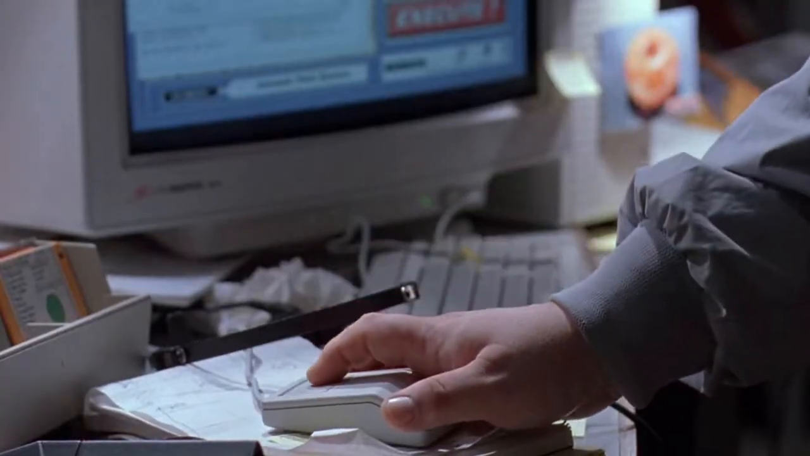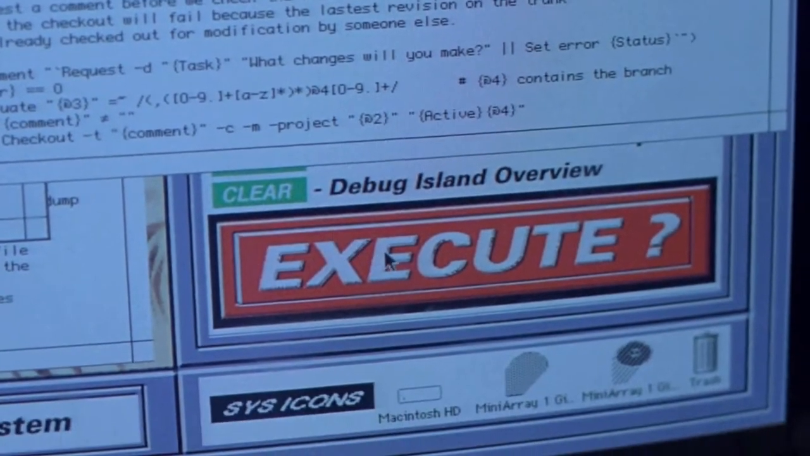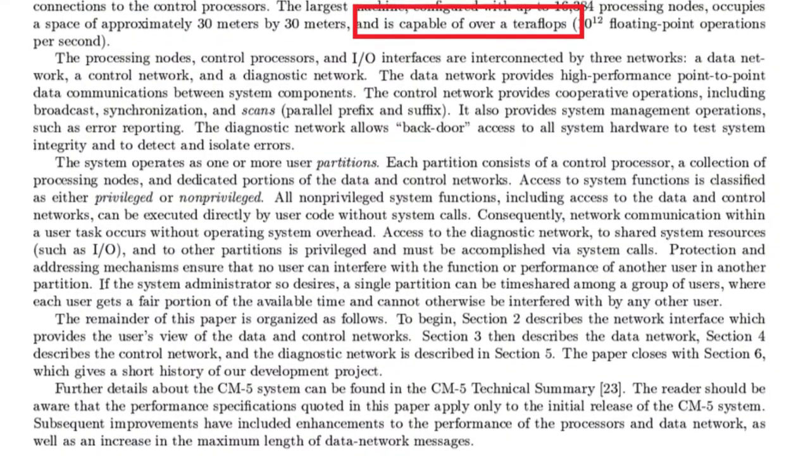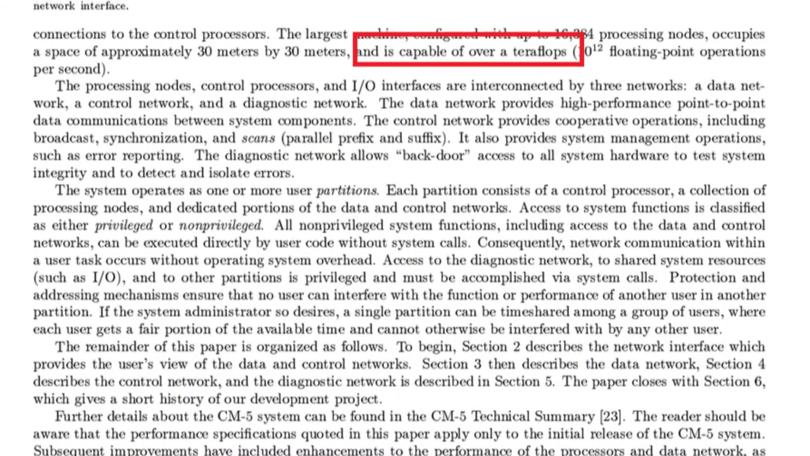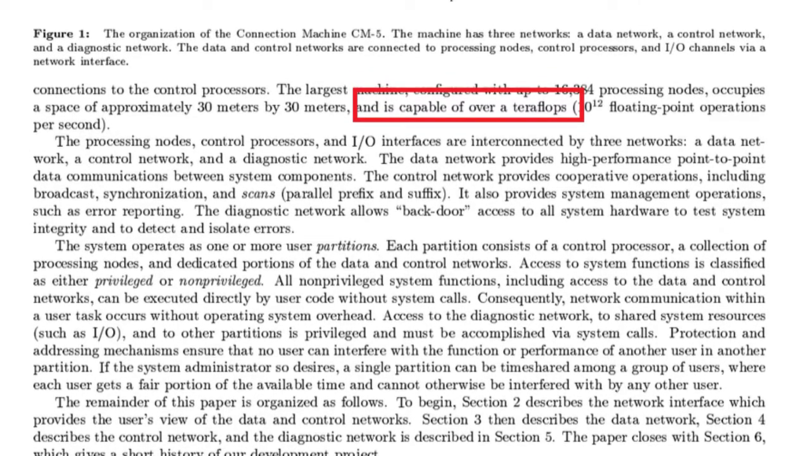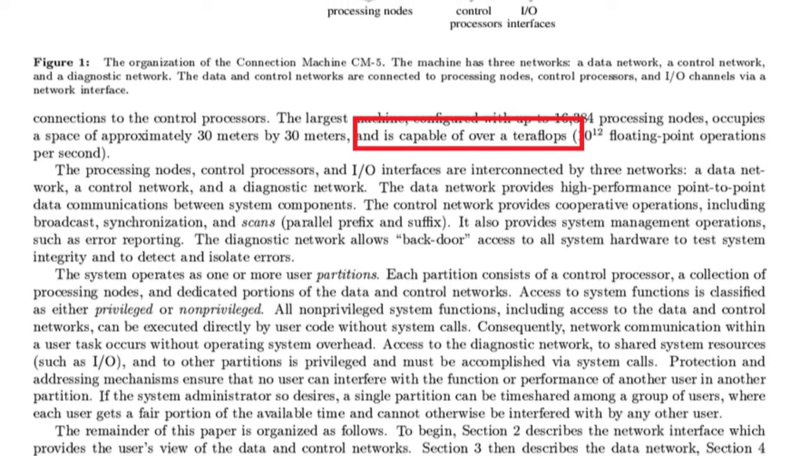The CM version 5 could be built with a scalable number of processors, up to around 16,000. A max capacity CM5 would have cost hundreds of millions of dollars at the time, easily over $1 billion in 2022 money, and was about the size of a third of a football field. Contemporary research reports that a CM5 at max capacity was capable of around 1 teraflops, meaning it could do 1 trillion floating point operations per second.